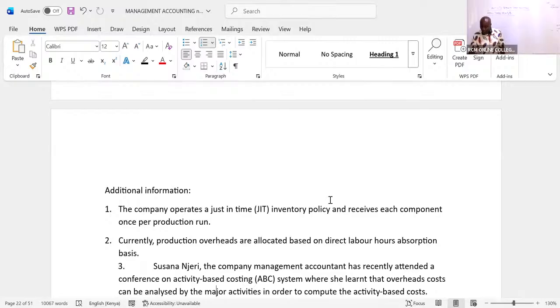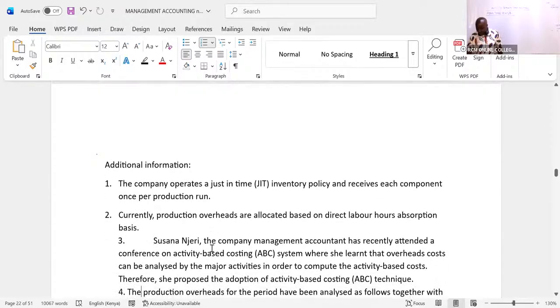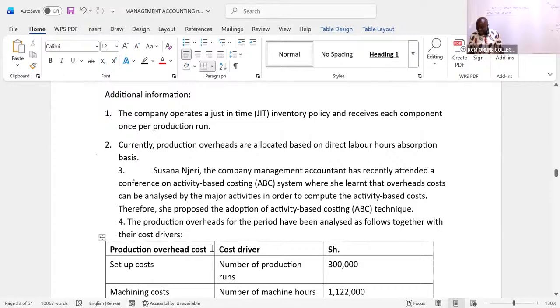Currently, production overheads are allocated based on the direct labor hours absorption basis. Susanna Njeri, the company's management accountant, has recently attended a conference on activity-based costing systems, where she learned that overhead costs can be analyzed by the major activities in order to compute activity-based costs. Therefore, she proposed the adoption of the ABC technique.